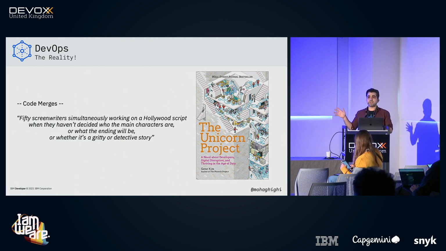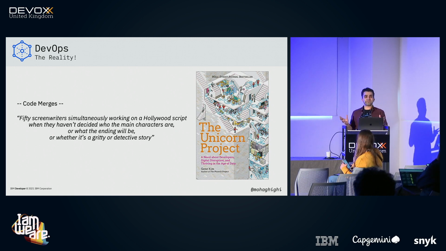And just one quick example from this book: when it comes to code merges, it defines code merges as 50 screenwriters simultaneously working on a Hollywood script when they haven't even decided who the main characters are or what the ending will be, and whether it's a gritty or detective story. So that's the sort of thing that you experience when it comes to DevOps.